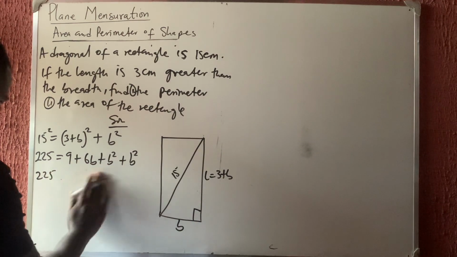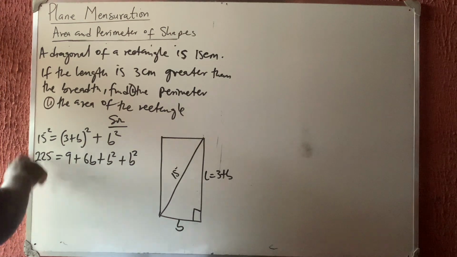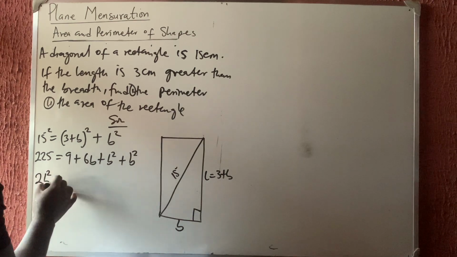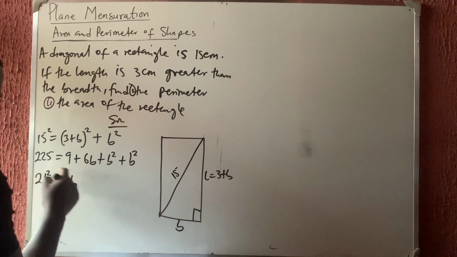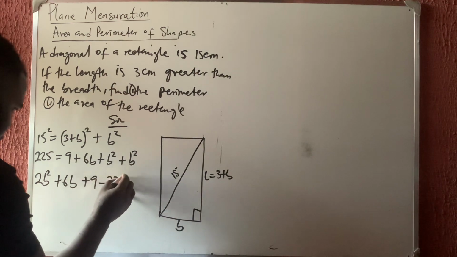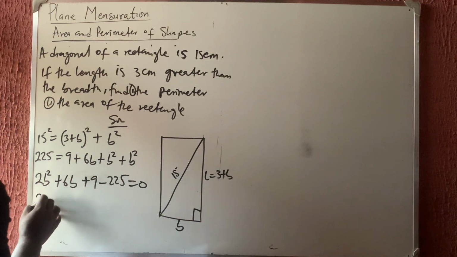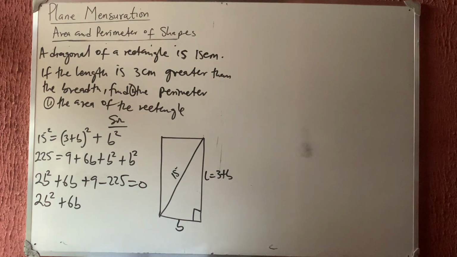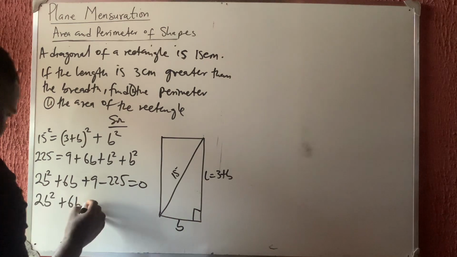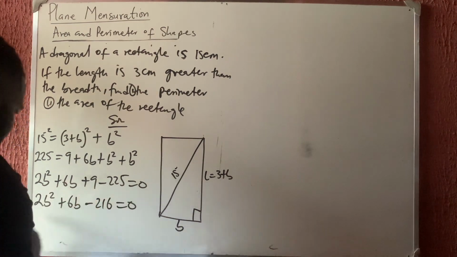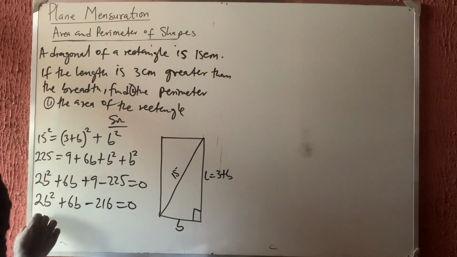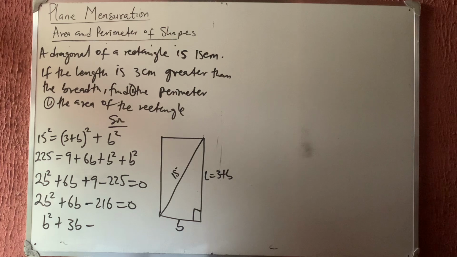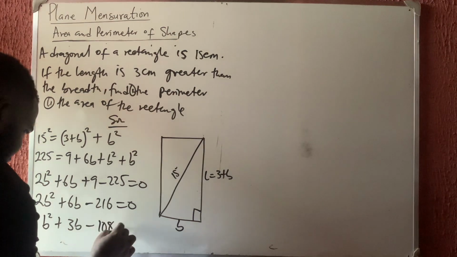Okay, let's just move everybody to this side. So this plus this will give you 2b squared plus 6b, plus 9 minus 225 equal to 0. So they have 2b squared plus 6b, then 9 minus 225 gives minus 216 is equal to 0. So we can divide everybody by 2 to have that b squared plus 3b minus 108 is equal to 0.